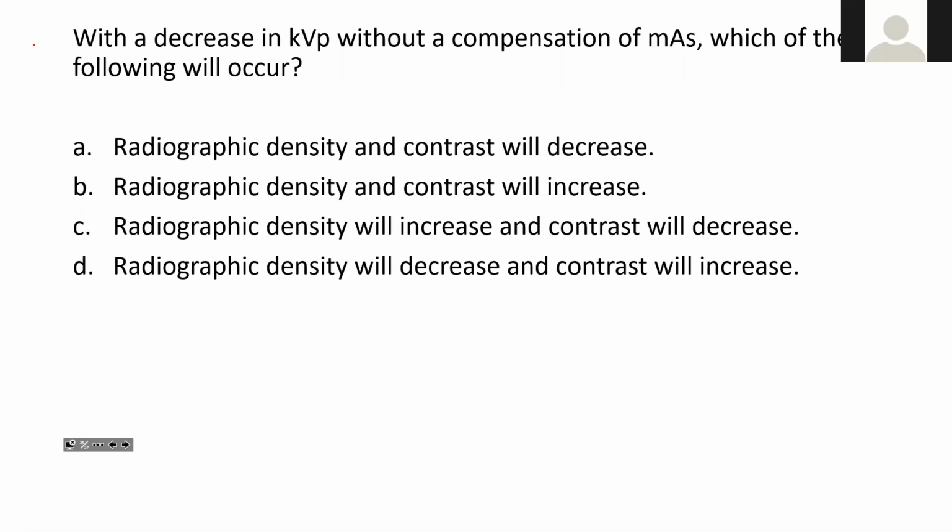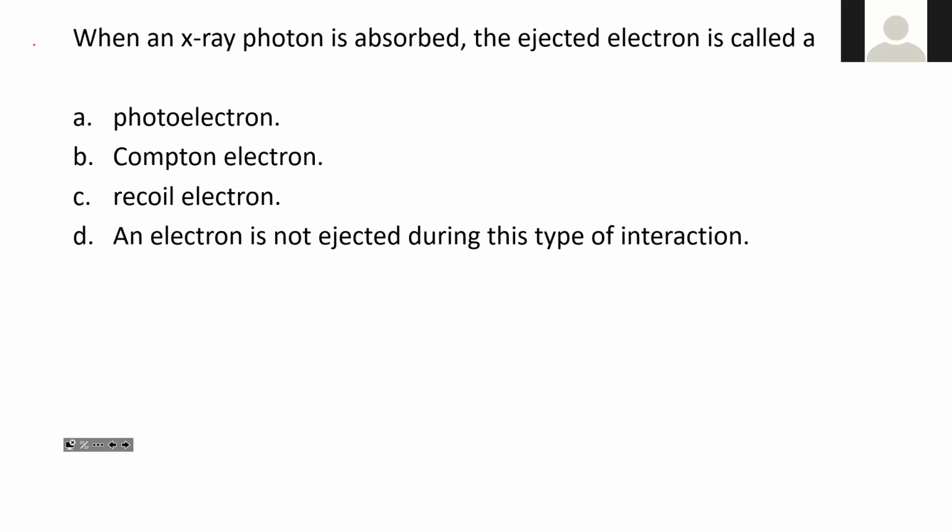With a decrease in kVp without compensation of mAs, which of the following will occur? Decrease, well, we've had this one. Do you want to go through this one again? Okay. When an X-ray photon is absorbed, the ejected electron is called a photoelectron.